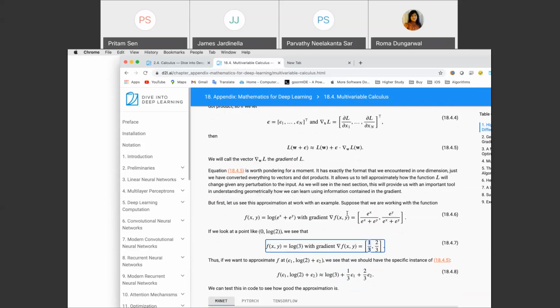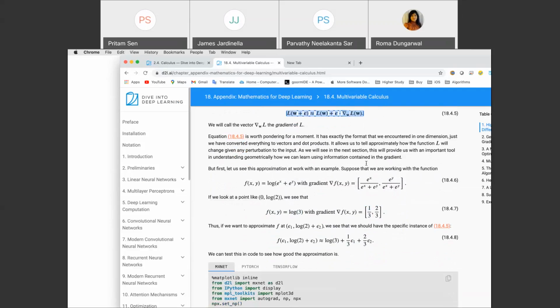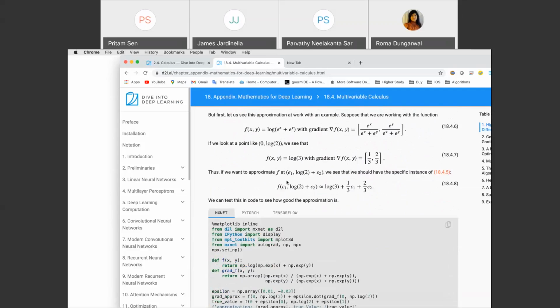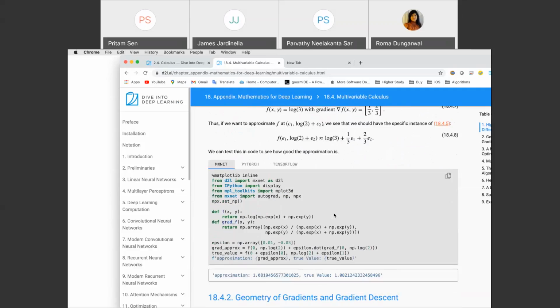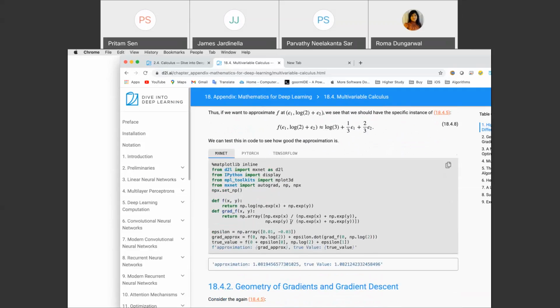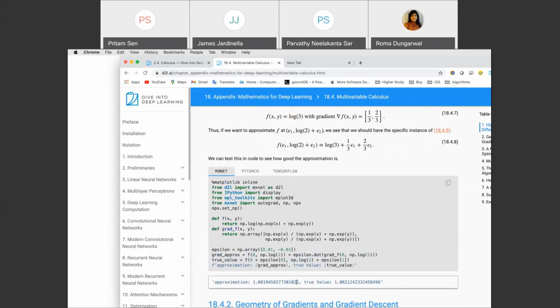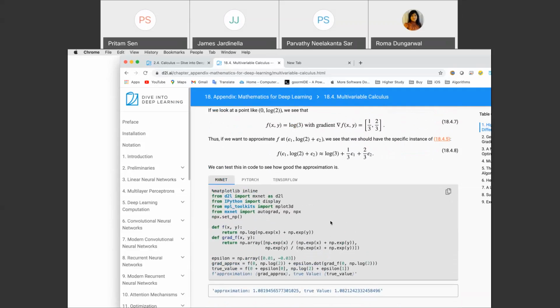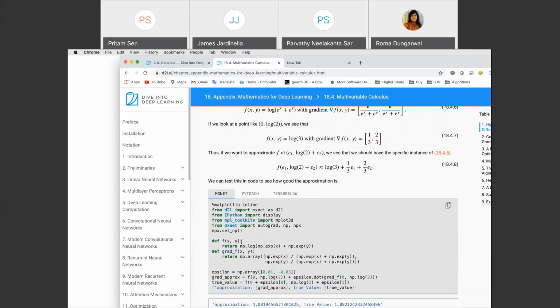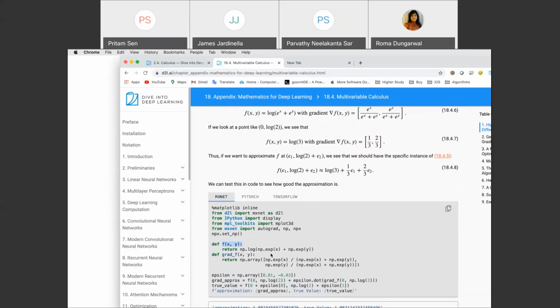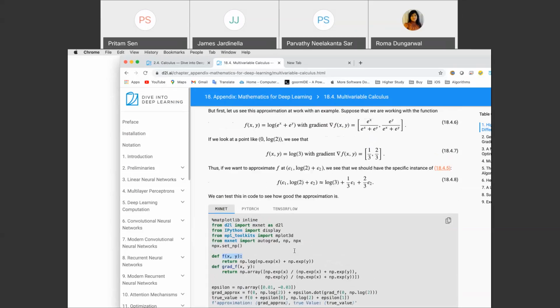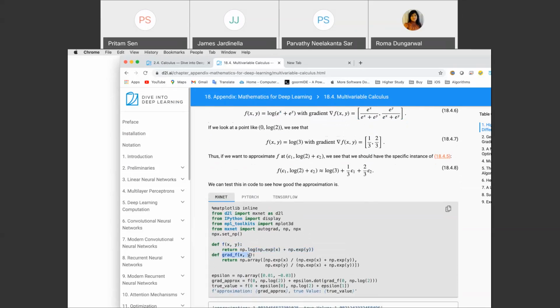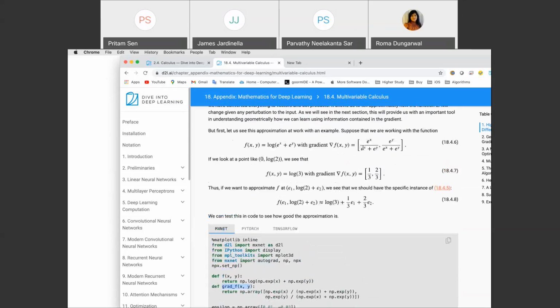So this is an example showing this formula. Using this formula and this equation, they make some plots and get the approximated values. This is the original function, x log e to the power x plus e to the power y. This is the gradient. The gradient is this one.